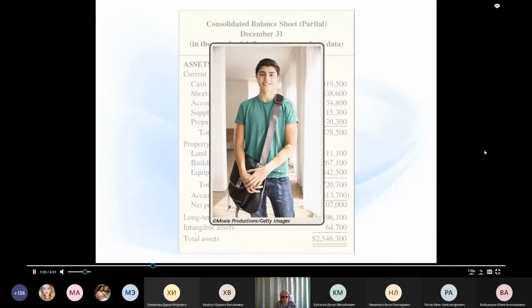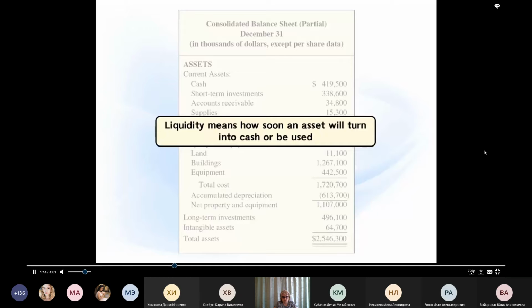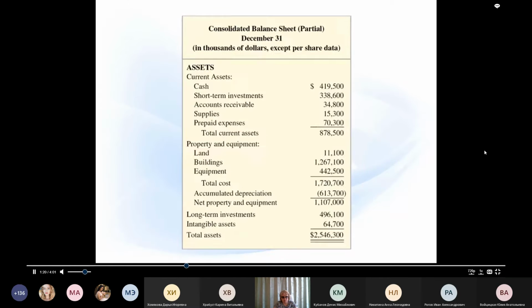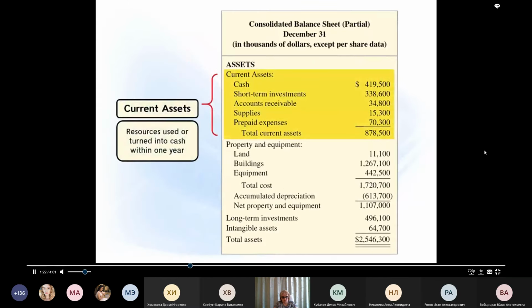Take a moment to think about the other assets that you have. They might include your car, your clothing, your backpack, the cash in your checking account, your laptop, and your textbooks. Most companies list assets in order of liquidity, which means how soon an asset is expected to be turned into cash or used. Current assets are those resources that will be used or turned into cash within 1 year of the balance sheet date.